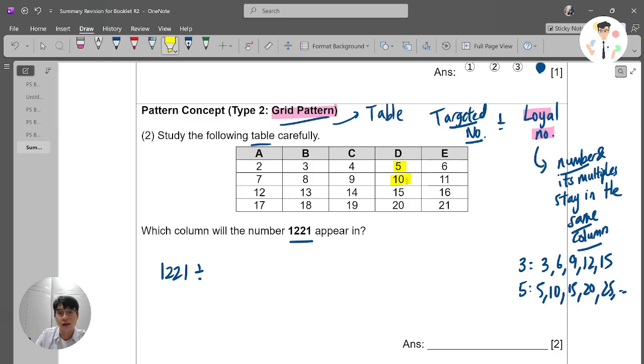5, 10, 15, 20. Now, you notice that this 5 and its multiples is staying in the same column. That's why I know that 5 is actually my loyal number. Now, do you get the idea? That is how we actually find the loyal number. Now, what do you need to do?